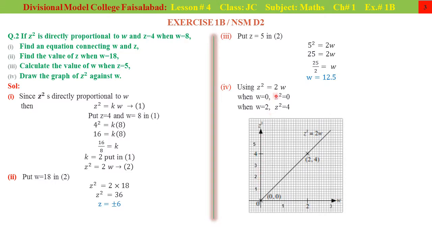Now when w is 0, z square is also 0. W 0, z 0, both 0. So this is a point. When w is equal to 2, z square is equal to 4. So another point will be at this place. So we will join these 2 points to get this line.